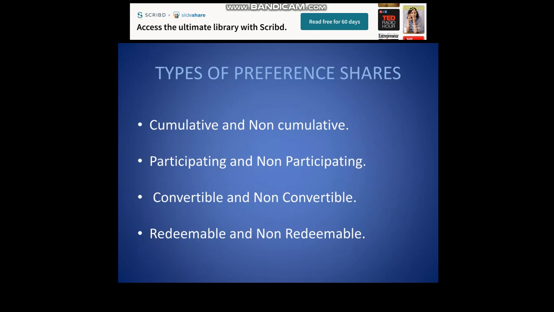Types of preference shares: cumulative and non-cumulative, participating and non-participating, convertible and non-convertible, redeemable and non-redeemable.